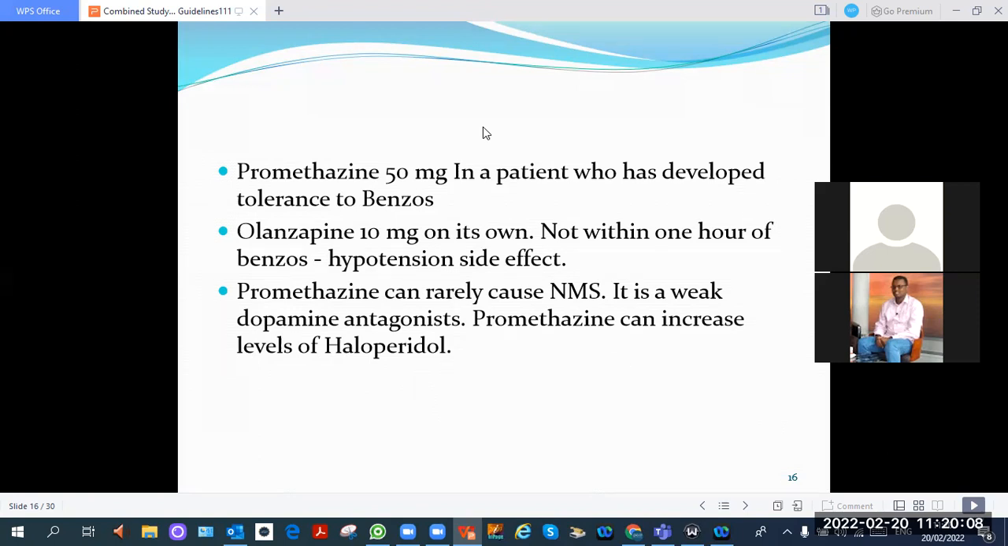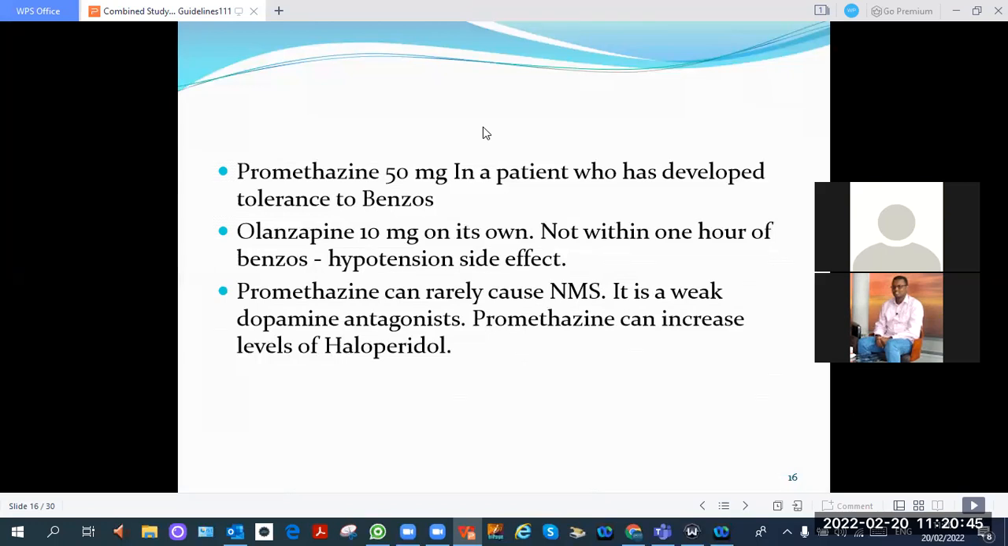If it is oral, you can combine lorazepam as well, but with the intramuscular, you should not. So you can give some oral olanzapine and some oral lorazepam, and that will do the oral, but otherwise not together. Promethazine can rarely cause neuroleptic malignant syndrome. We discussed in the last lecture that NMS can be caused by these antiemetics. Similarly, with promethazine, it can happen.